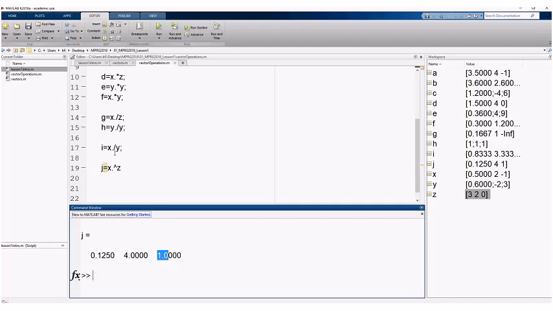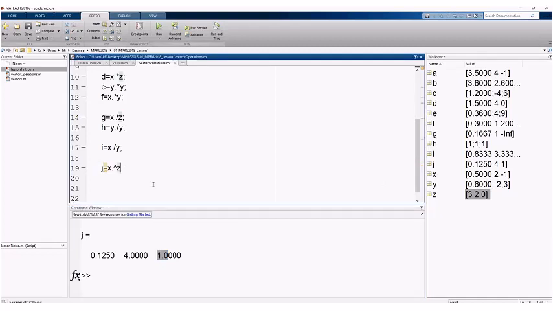So what this operation does, it raises x to the power of z element-wise. First element of x to the power of first element of z, second element of x to the power of second element of z, and third element of x to the power of third element of z.